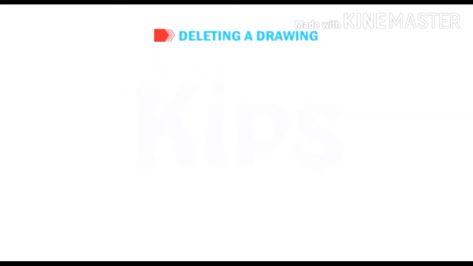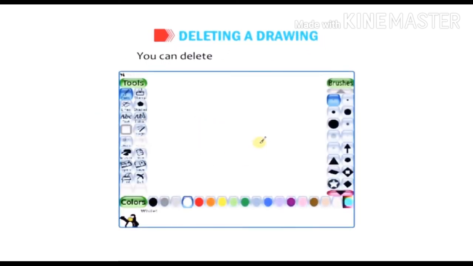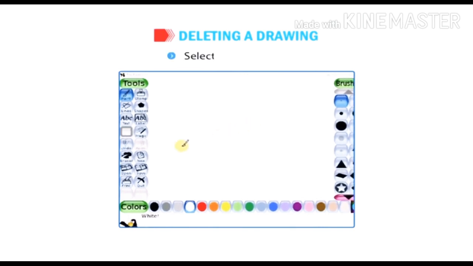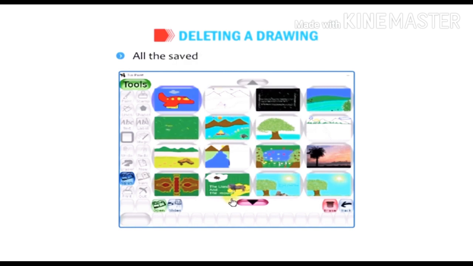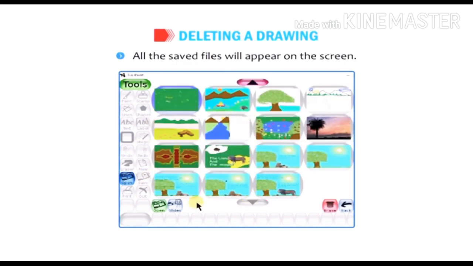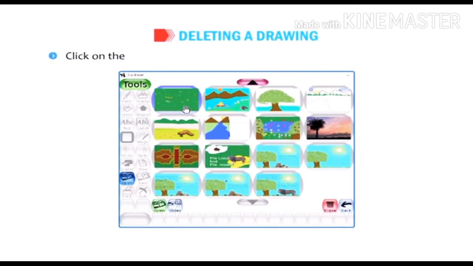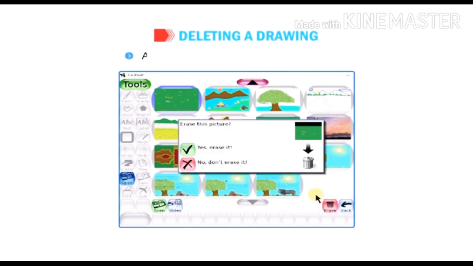Let us know about deleting a drawing. You can delete a saved file in Tux Paint. Select the Open tool. All the saved files will appear on the screen. Choose the drawing you want to delete from Tux Paint. Click on the Erase button present at the bottom right of the screen.